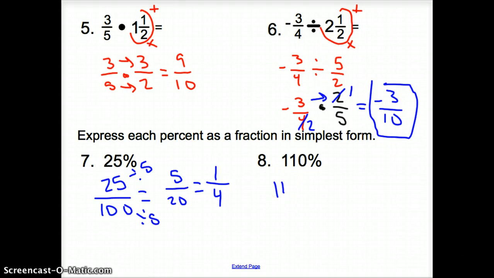So I'm going to put 110 over 100. I see that both of these numbers end in a 0, so I'm going to cancel out that 0, or to be mathematically correct, I divided out both top and bottom by 10 to come up with 11 tenths.